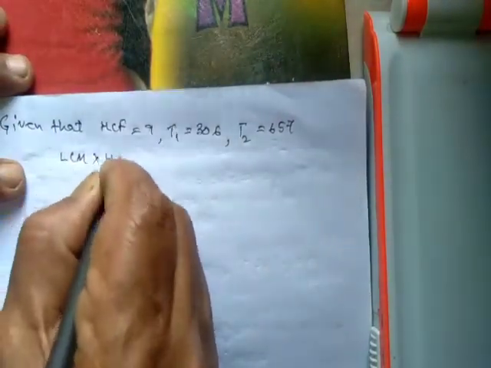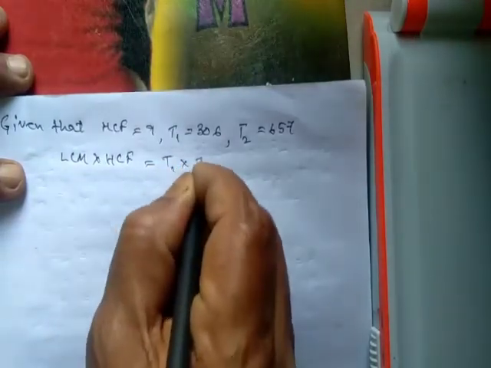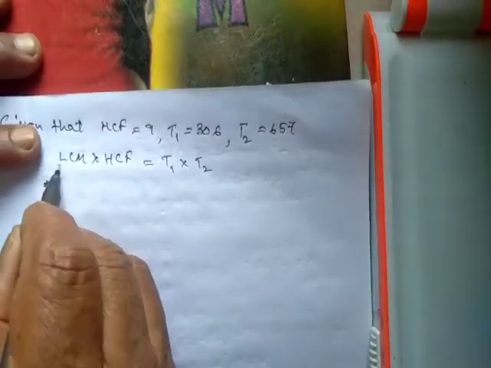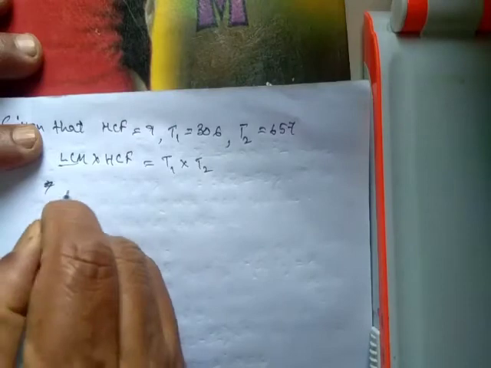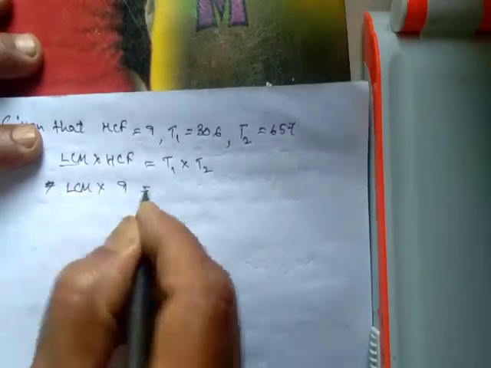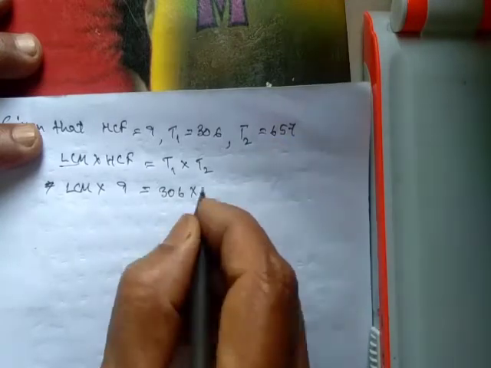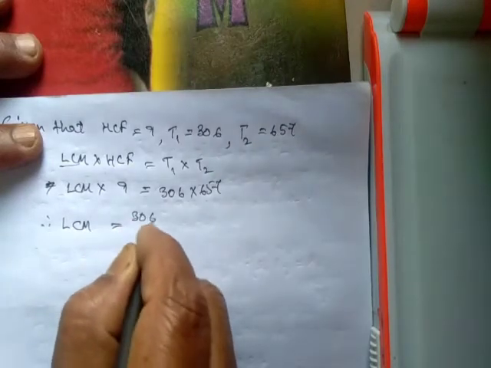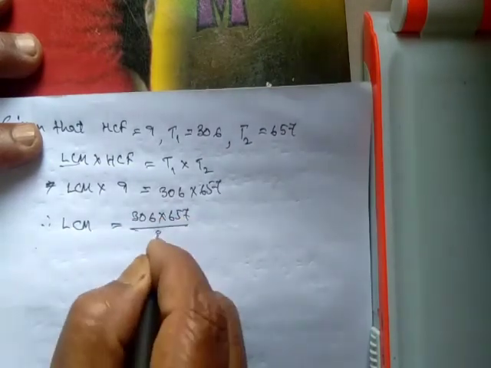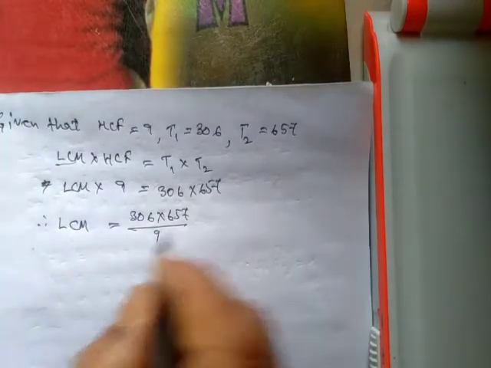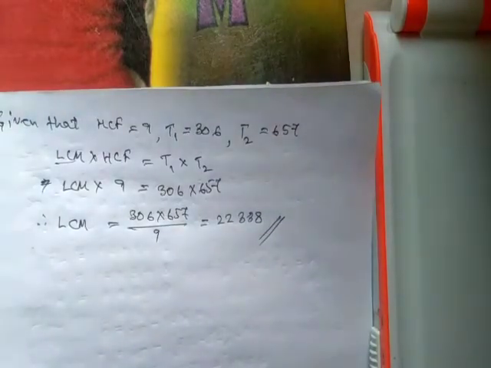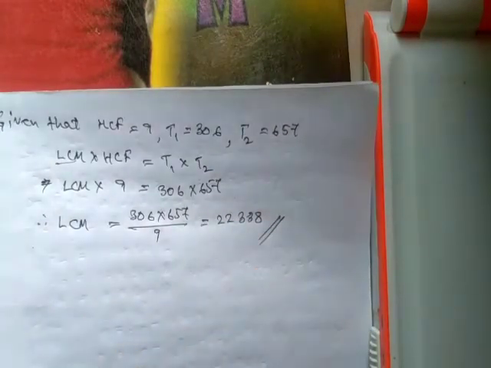According to our previous relation, LCM into HCF is equal to T1 into T2. This implies LCM is not given, you are asked to determine. HCF is given 9, T1 is 306, T2 is 657. Therefore LCM is equal to 306 into 657 by 9. This is equal to 22338. This is your LCM. So this is how we find it from this relation.